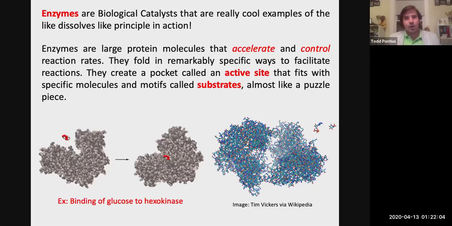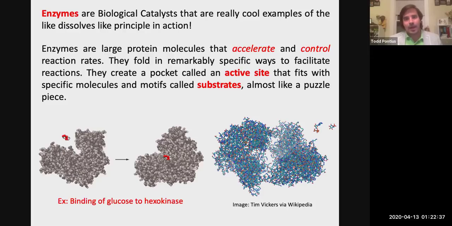So we call this pocket that's built into an enzyme or a protein an active site. And it's basically kind of like a puzzle piece. So it's designed so it'll fit with very specific molecules. For example, we call those molecules substrates. And what these do is they hold these molecules in very specific orientations to allow the facilitation of the reaction to go faster. Now you'll learn more about how fast reactions go and about enzymes and catalysis in Chem 112.